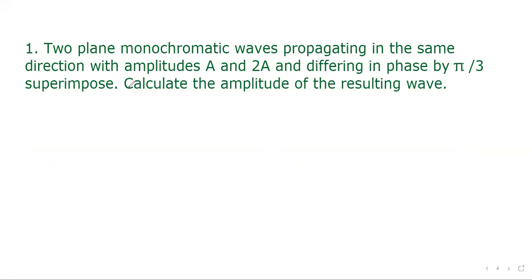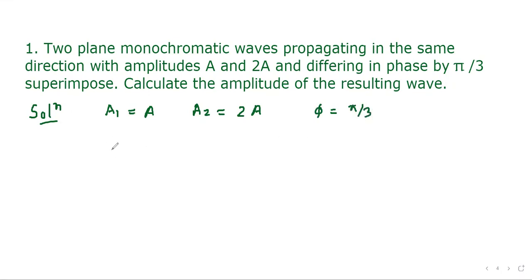Now let's consider some questions. Two plane monochromatic waves propagating in the same direction with the amplitudes A and 2A and differing in phase by pi by 3 are superimposed. Calculate the amplitude of the resulting wave. So we have A1 as A and A2 as 2A, and phase difference phi is pi by 3.